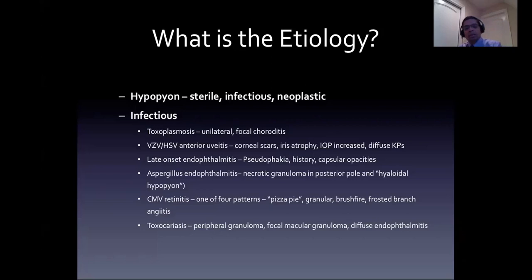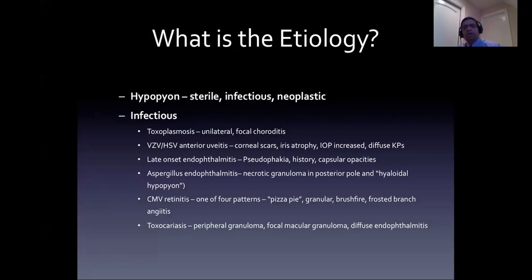Late onset endophthalmitis based on history: somebody who's pseudophakic who can't get off topical corticosteroid drops for 2 years and has subcapsular opacities, this suggests that the patient may have Propionibacterium acnes associated chronic endophthalmitis. If the patient has a necrotic granuloma in the posterior pole and has been sick or ill, or has been an IV drug user, you might think about the possibility of Aspergillus endophthalmitis.